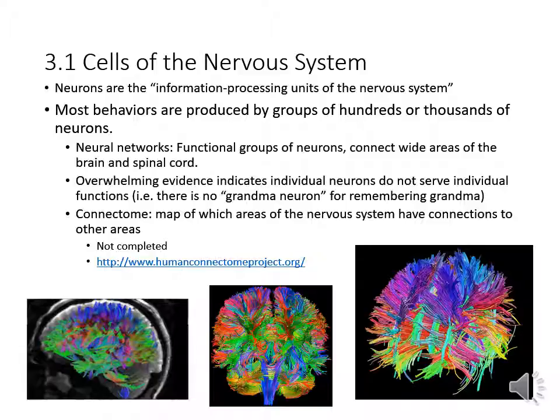And the main type of visualization that is used in mapping the connectome is diffusion tensor imaging, or DTI images, which form these just really beautiful rainbow colored visualizations of white matter tracts that connect to other areas of the brain.